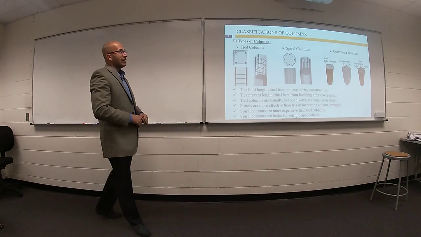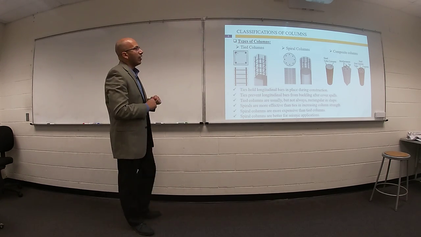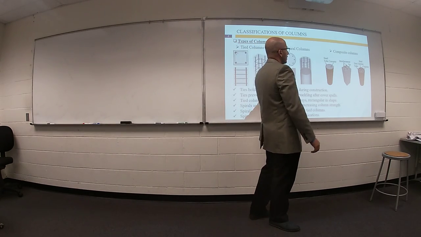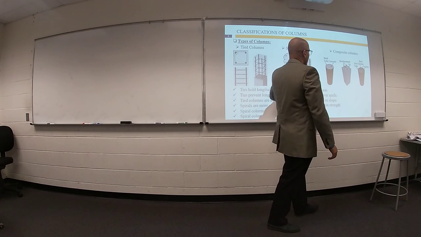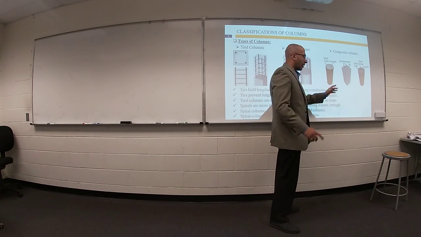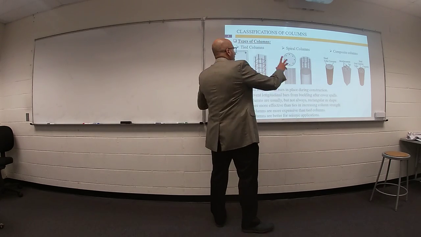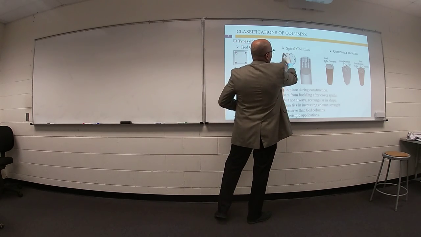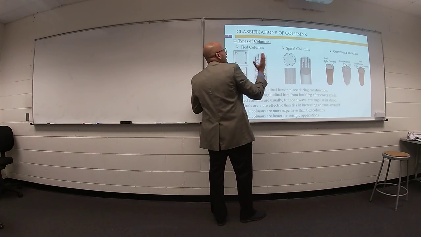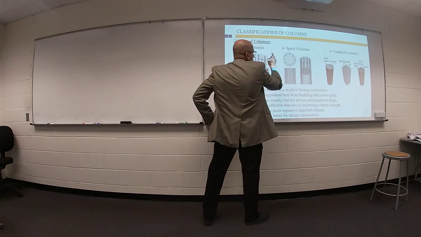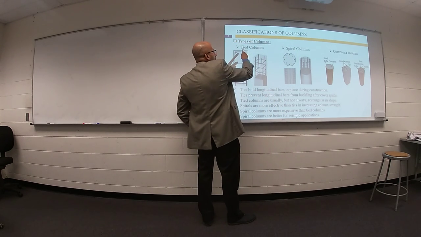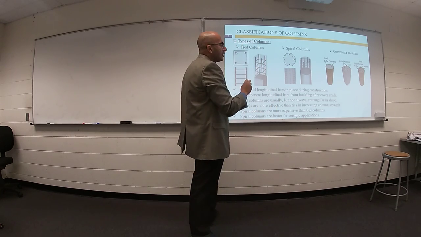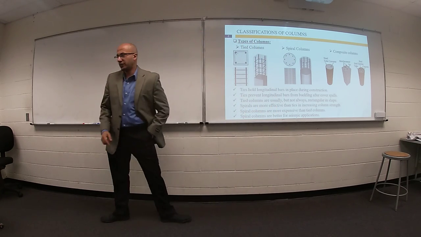So from this slide, we need to learn something. What are the main kinds of column? Tied, spiral, composite. What is the difference between them? One more time, the main difference between tied column and spiral column is not the shape of your cross section. Maybe you have a spiral column with a square cross section, maybe a tied column with a circular cross section. But the main difference is the shape of the stirrups.